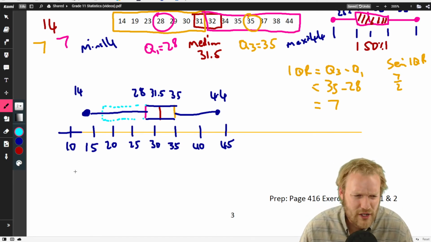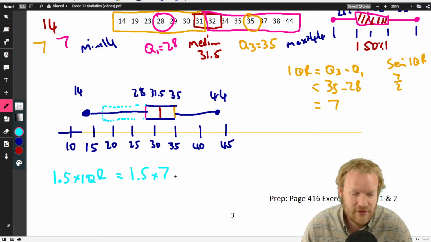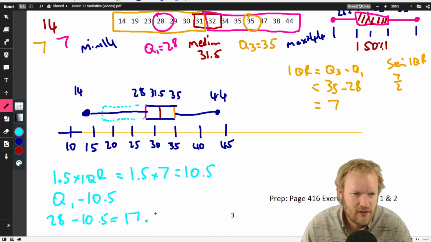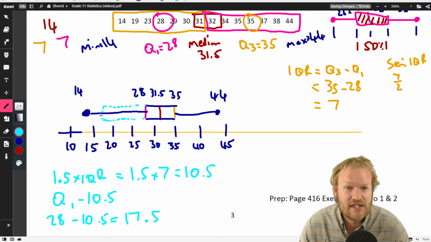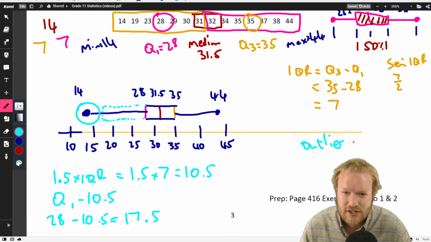Let's write down what we're talking about. Clearly this is going to be an outlier according to this picture. For our outliers, we're going 1.5 times the interquartile range. So that's 1.5 times 7, which gives us 10.5. And Q1 minus 10.5: Q1 was 28, so 28 minus 10.5 is 17.5. So anything left of 17.5 is an outlier. So clearly this is an outlier. Outlier number 1, let's put it above my head here. I don't know if there'll be more.